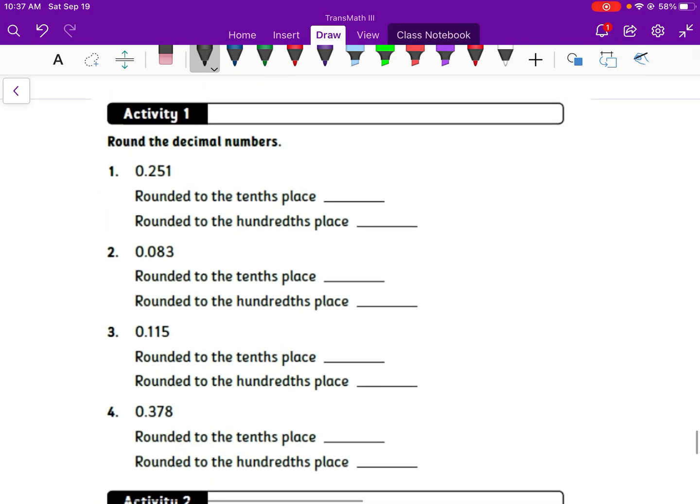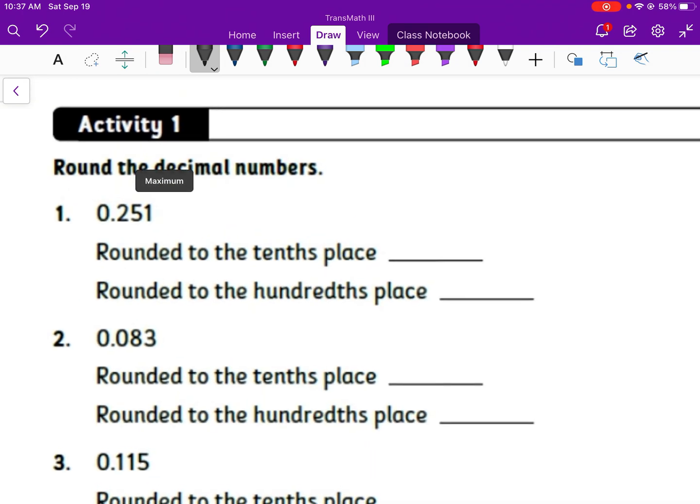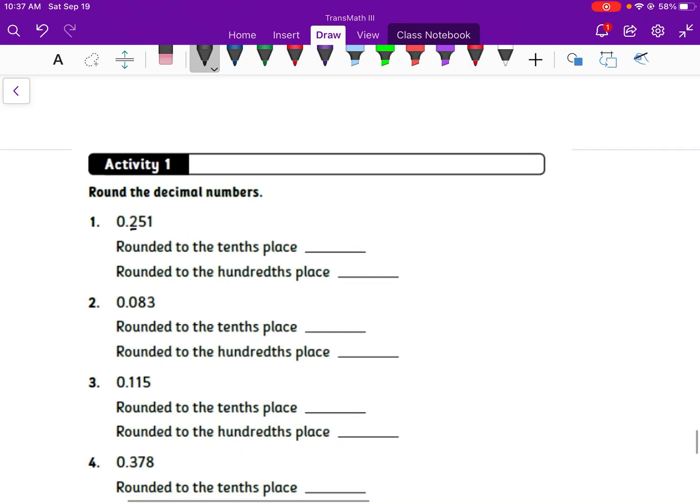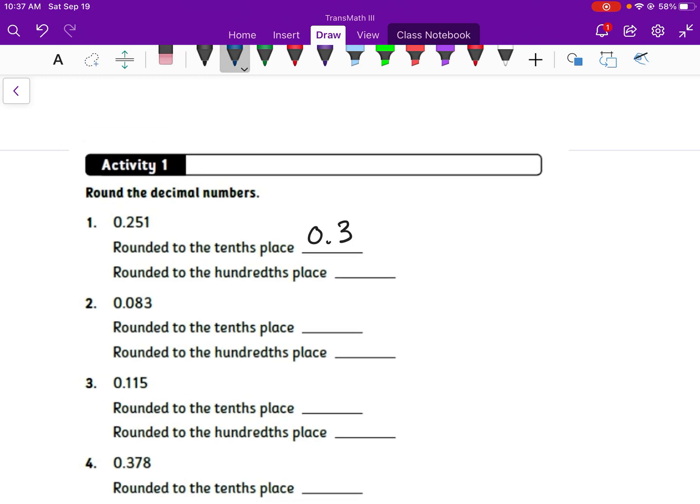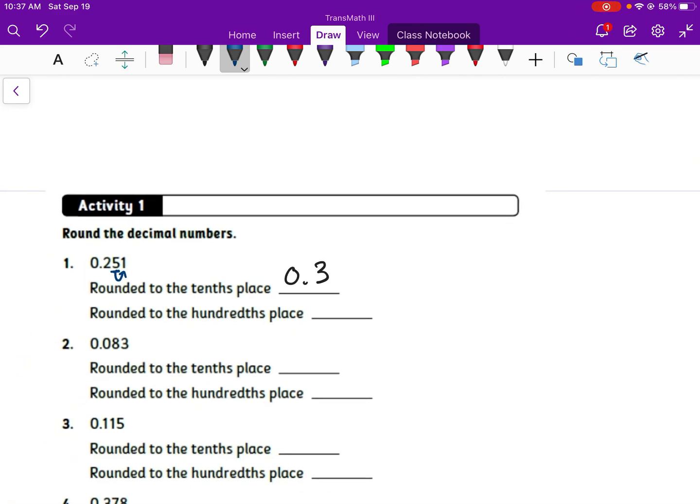Welcome back. So we got 0.251. We want to round to the tenths place. So in this case, we're looking at the tenths place. The 5 tells us to round that digit up, so we get 0.3. Now, if we do the hundredths place, 5 is in the hundredths place. 1 tells us to keep that digit the same, so 0.25.